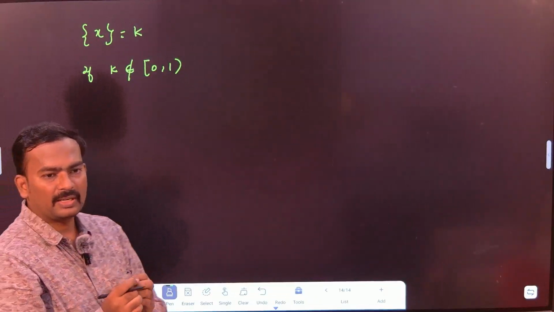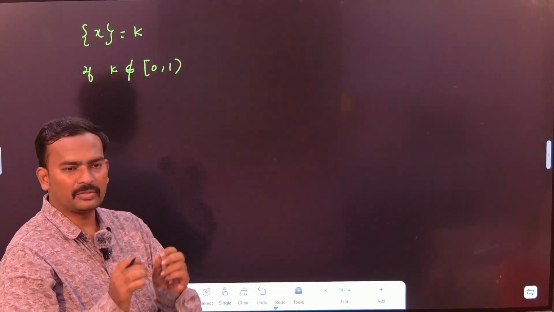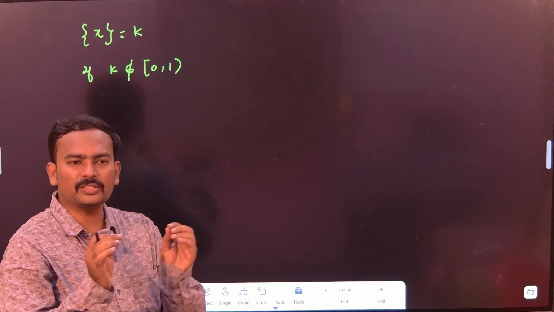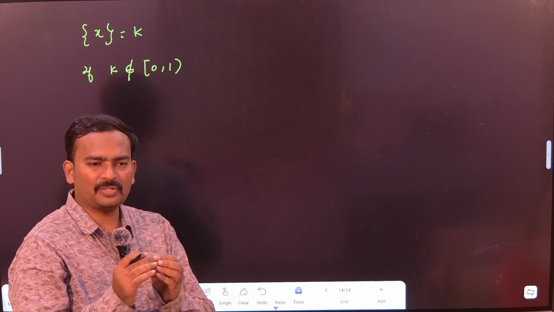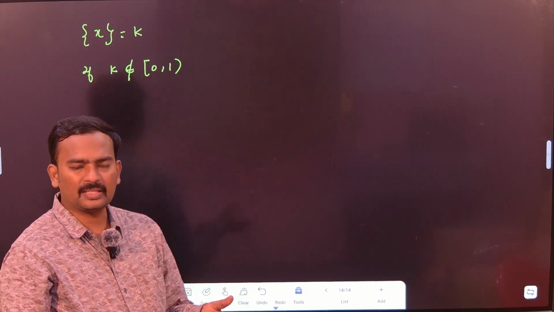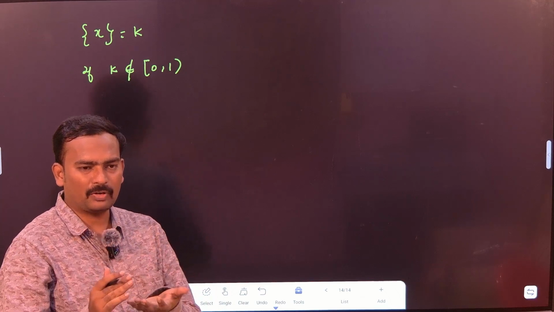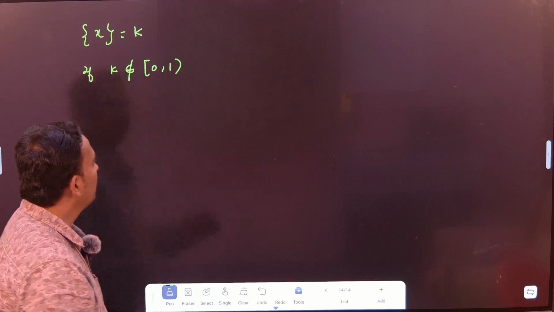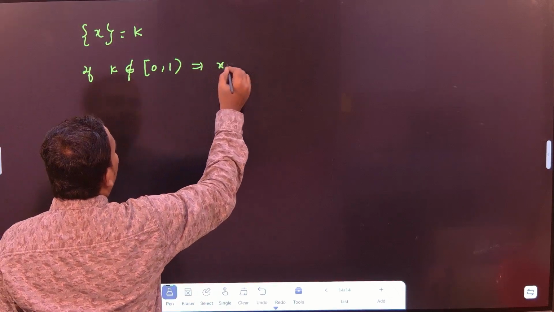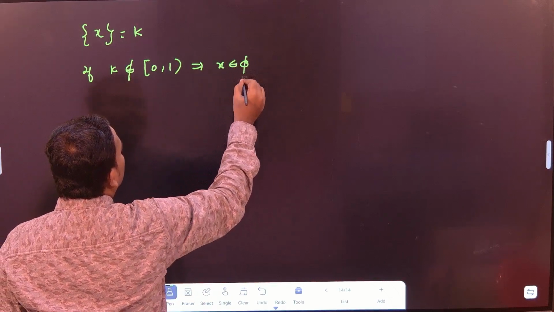Whatever the value you are taking, the range of the fractional part function is what? 0 to 1. Suppose the value does not lie in that interval, is there any x value possible? No, because the fractional part function is always in 0 to 1, right? So there is no x value, x belongs to the empty set.